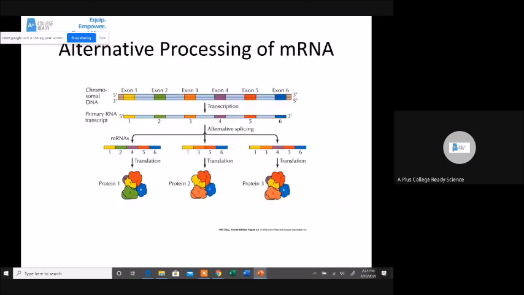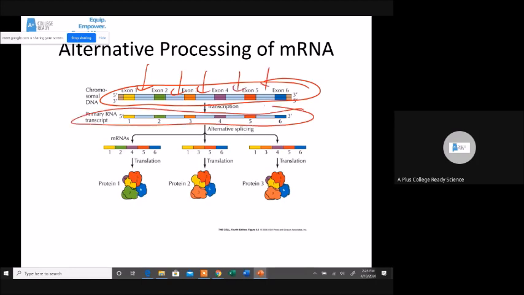Here we can see that happening. Here's one gene, made of exons, and in light blue, these are introns. Here's the primary transcript of RNA. Notice it contains both the introns and the exons. But then we get RNA processing and alternative splicing. This RNA ends up with all six exons and codes for this protein.